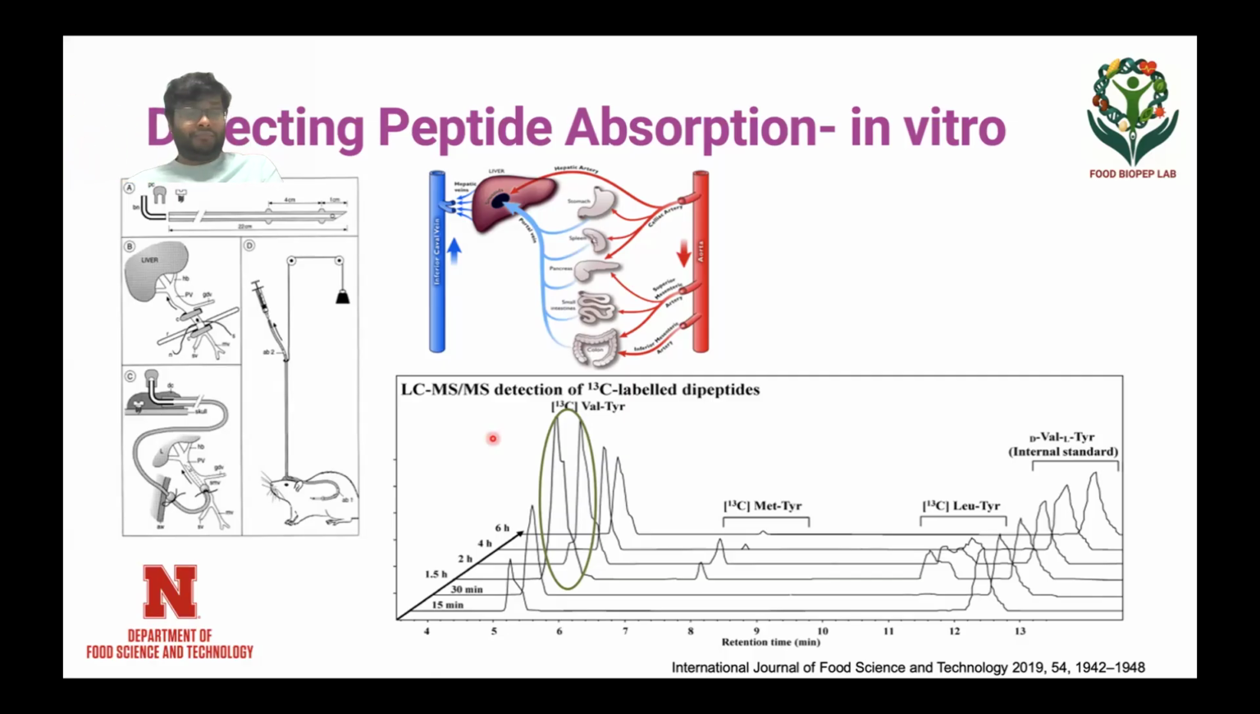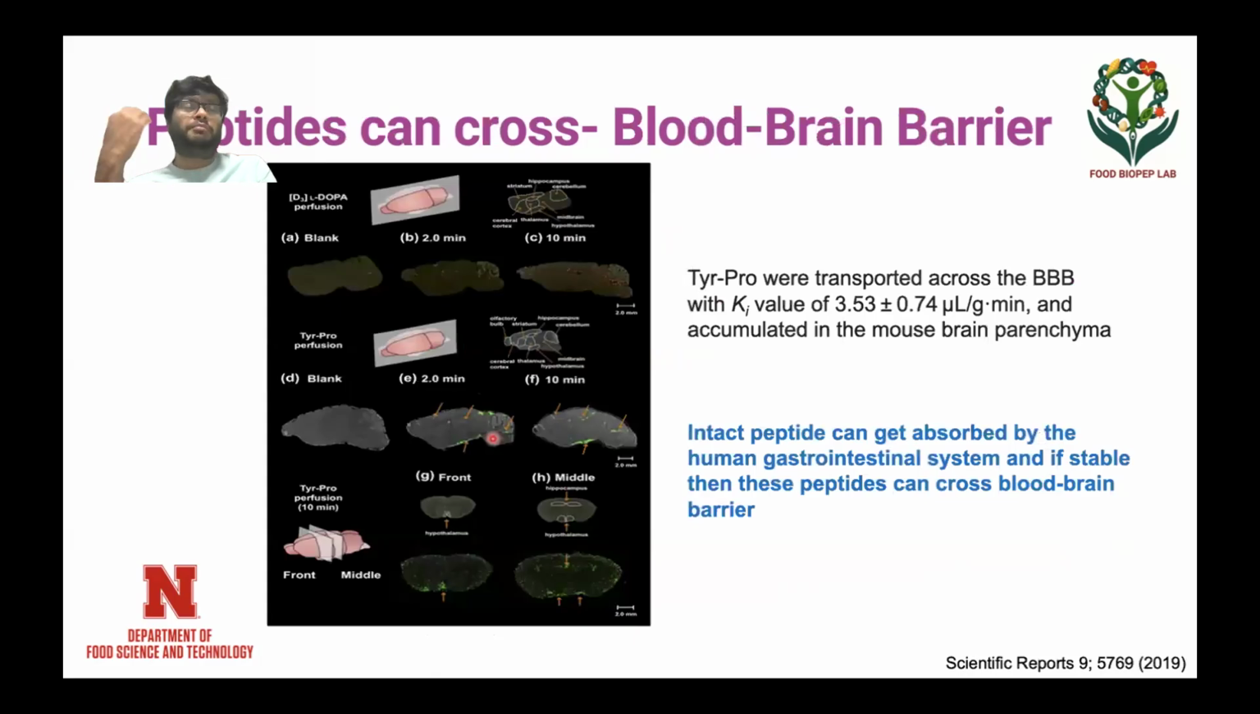And scientists have also shown that peptides can actually cross the blood-brain barrier. So dietary peptides can cross the blood-brain barrier. Not all of them, but some of them, the peptides which may be potent ones, can actually cross the blood-brain barrier.